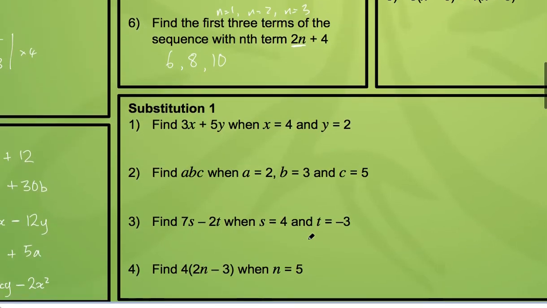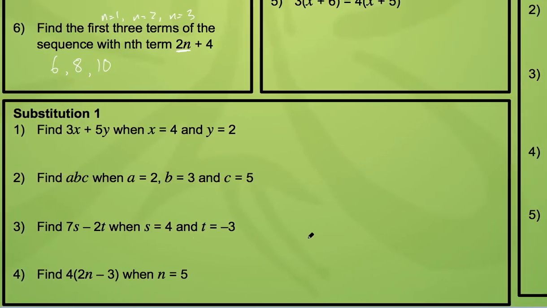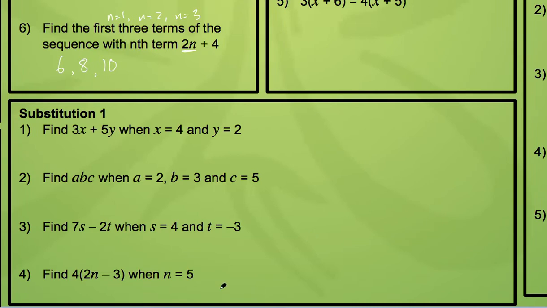We'll go on to substitution. This is replacing letters with numbers. When x is 4 and y is 2, that gives me 3 times by 4, because 3x means 3 times by. 5y means 5 times by whatever y is. That gives me 12 plus 10, which is 22.